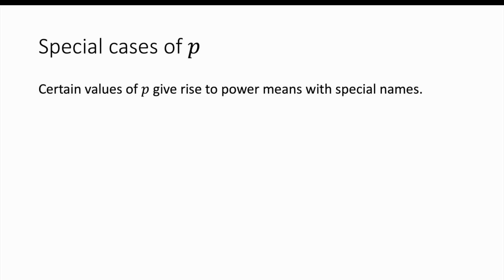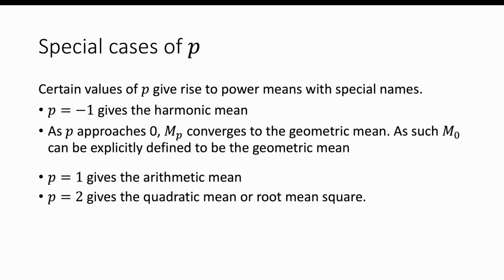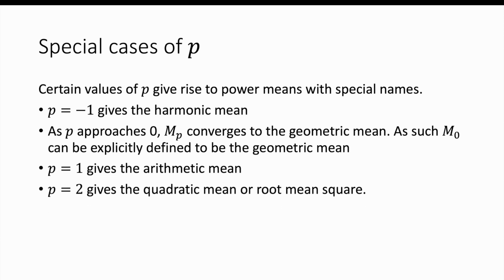There are some special cases of p where the p power mean has a special name. For example, when p equals -1, we get the harmonic mean. As p approaches 0, M0 can be shown to converge to the geometric mean. As such, M0 can be explicitly defined to be the geometric mean, and it will still satisfy the generalized power mean inequality that we have mentioned earlier. If p equals 1, we get the arithmetic mean, and p equals 2 gives the quadratic mean.